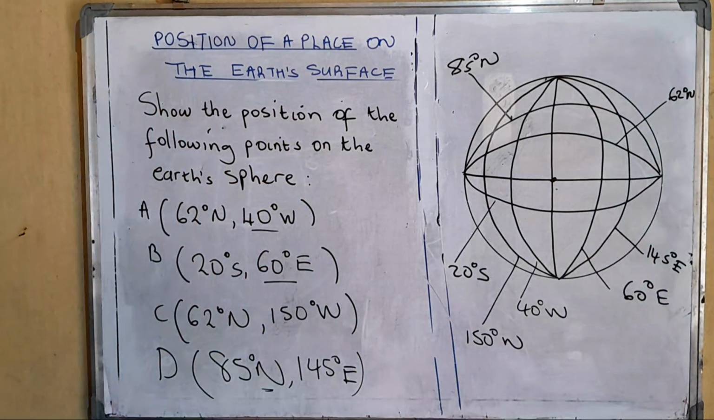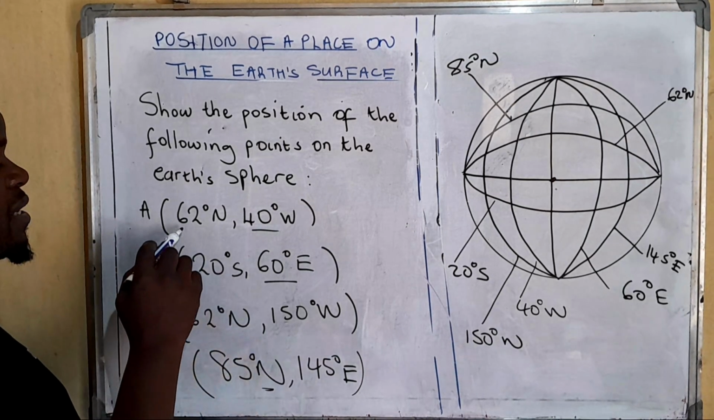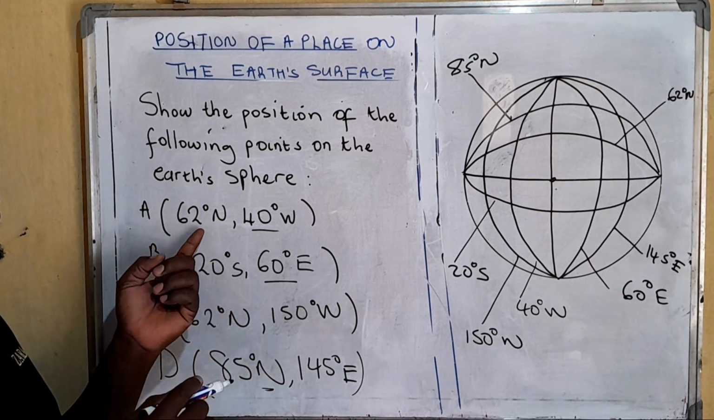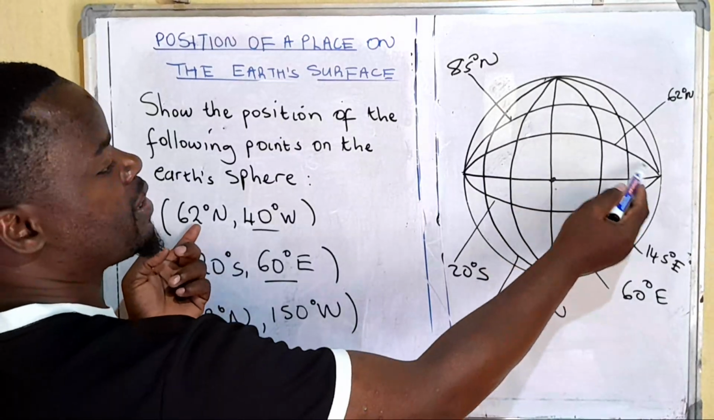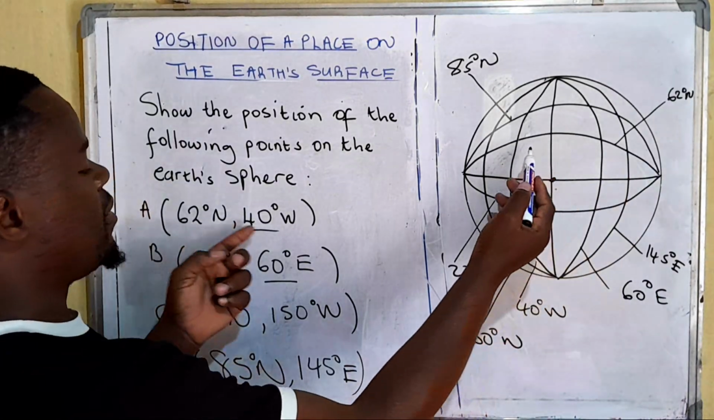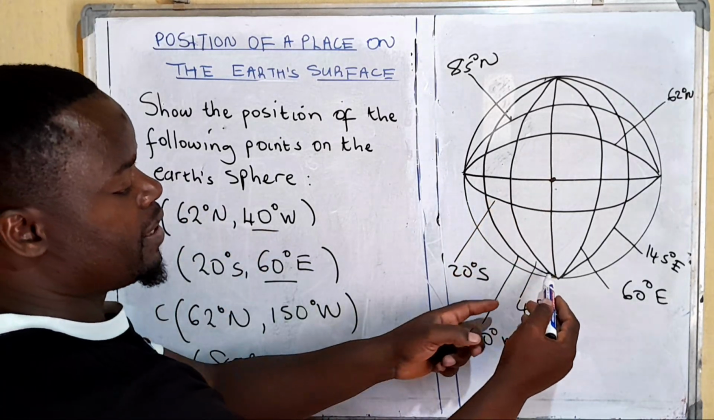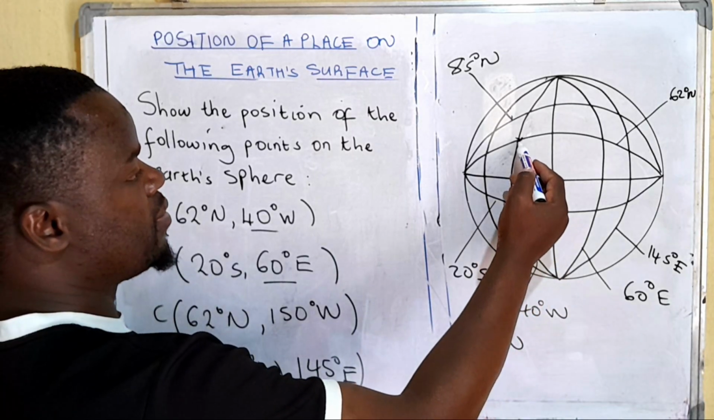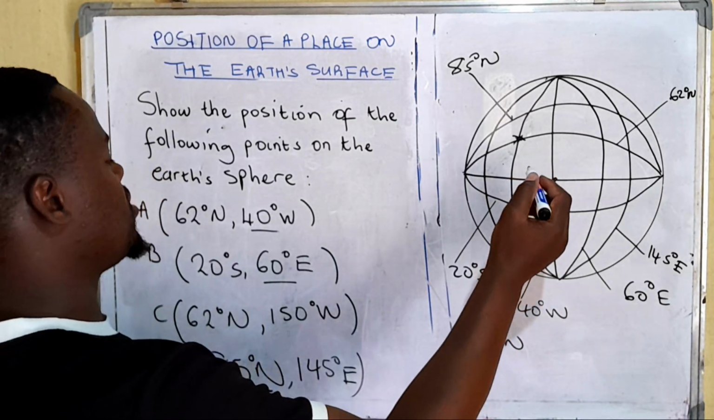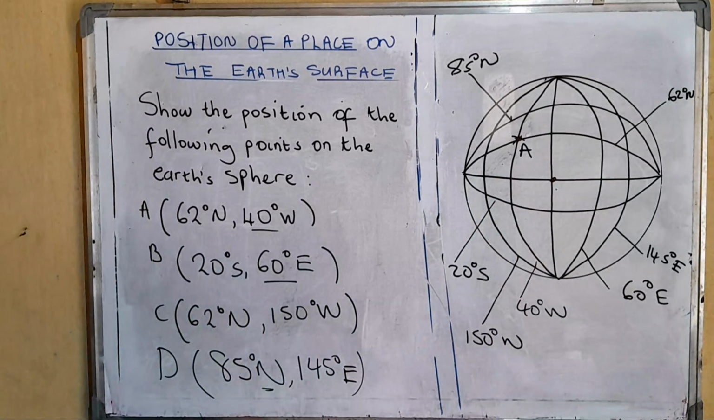Having done that, we can now indicate the locations of those points that we have been given. So we have the first one as 62 degrees north. Where is 62? 62 is here. 62 is here. And then it's sitting on 40 degrees west. This longitude here. 62, 40 degrees west is here. So this is where the point A is.